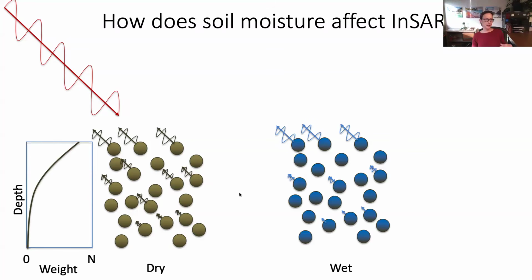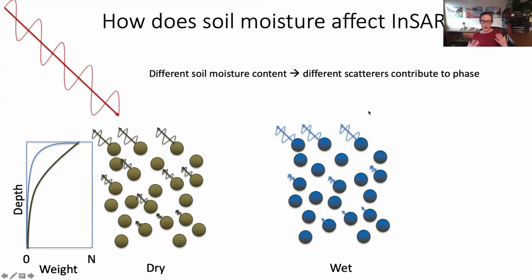You can think about it as the weight of all of these different scatterers gets pushed up closer to the surface. These surface scatterers will basically dominate the return, and the deeper ones won't be able to get out towards the surface as much. And so effectively what this means is that if you have a differing soil moisture content, you're almost looking at a different pixel, right? You have different scatterers that are contributing to the phase, and it'll add noise, but it also can add a shift in the phase, which is part of what we're seeing up there.